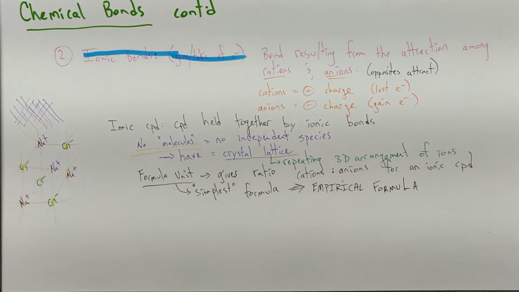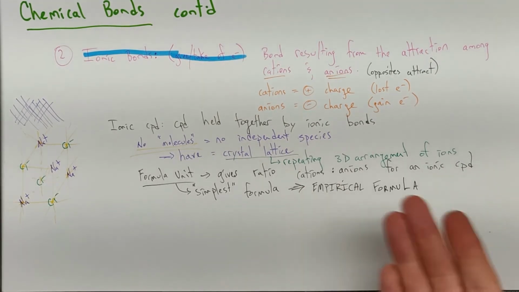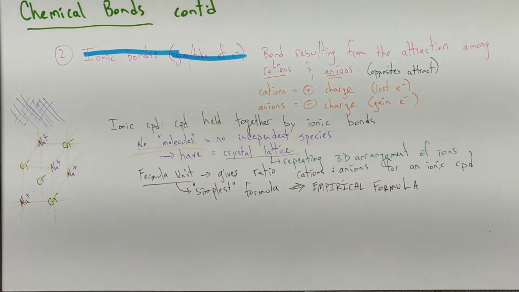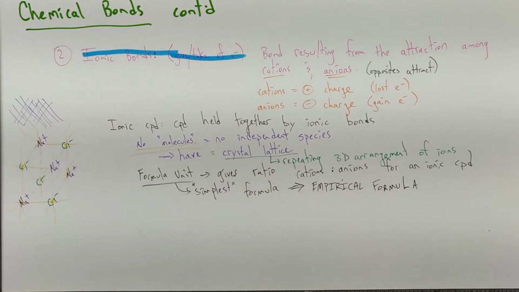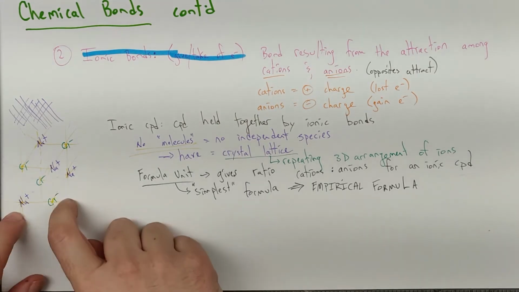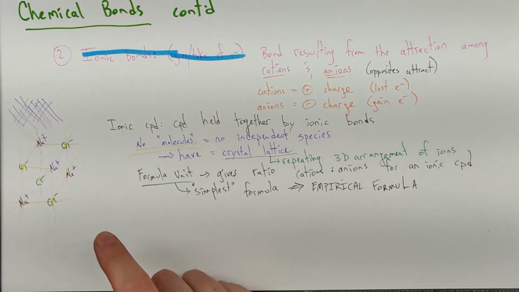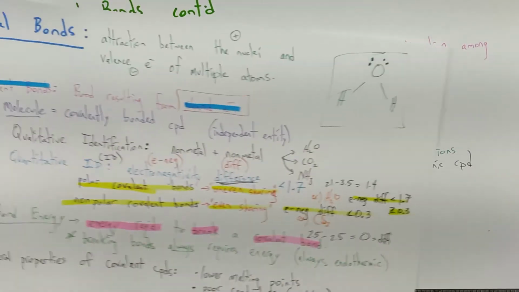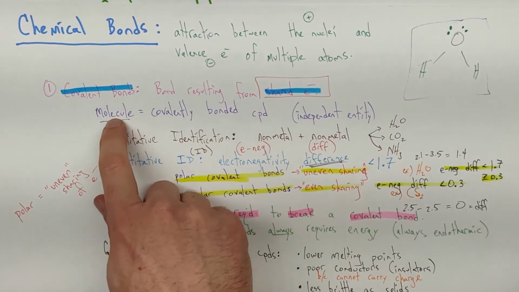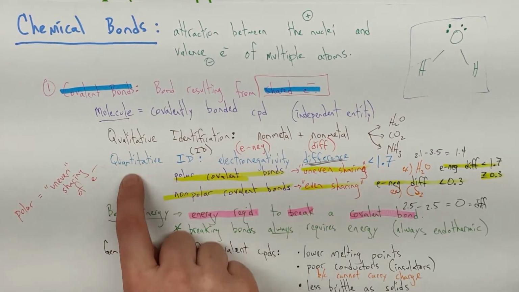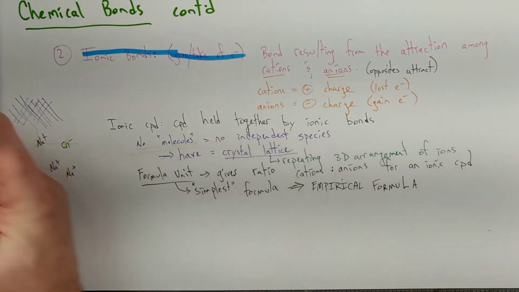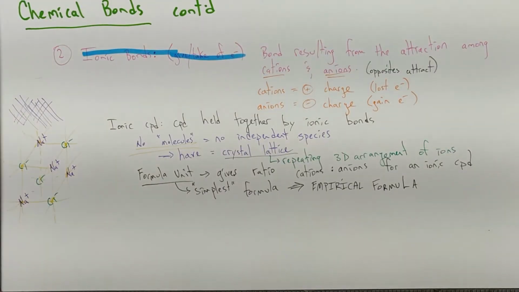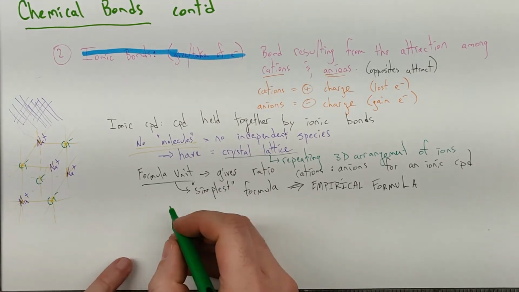And when we talked about empirical and molecular formulas, we had said that all ionic compounds use their empirical formula. And here's how we see that in action. Before we talk any more about a crystal lattice, I do want us to work in parallel to our covalent bond notes, where we had this idea of a simple unit and then qualitative and quantitative identification, before we talk about this analogous term to bond energy. All right, so let's jump over to that.